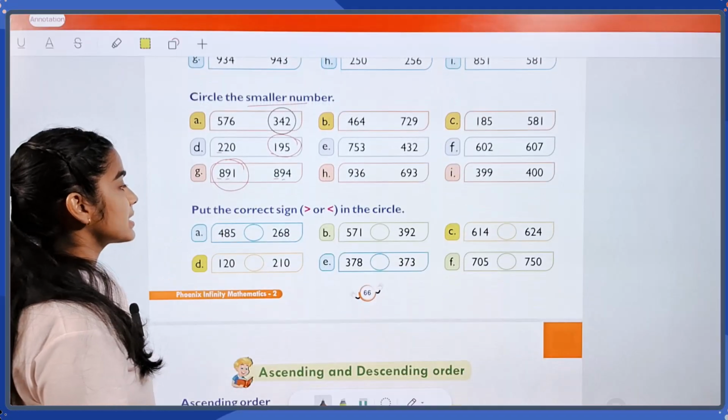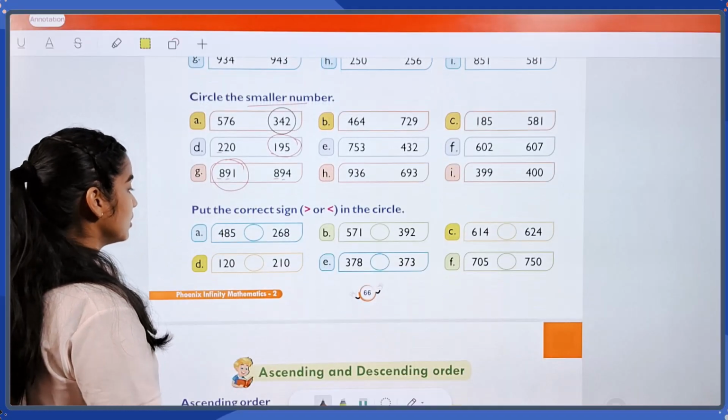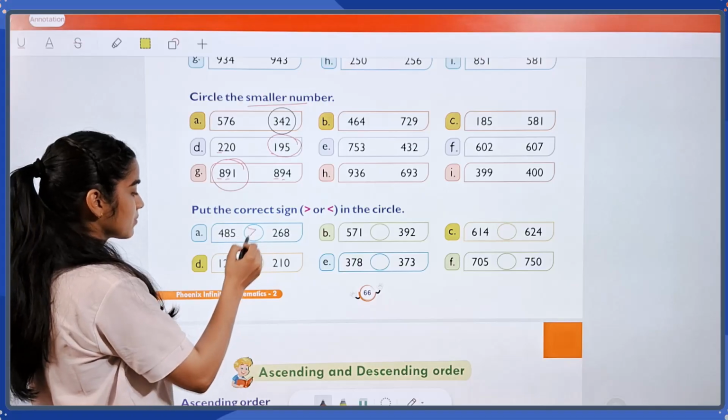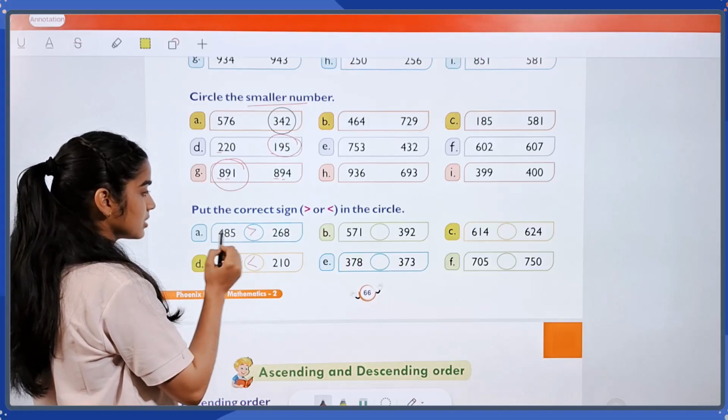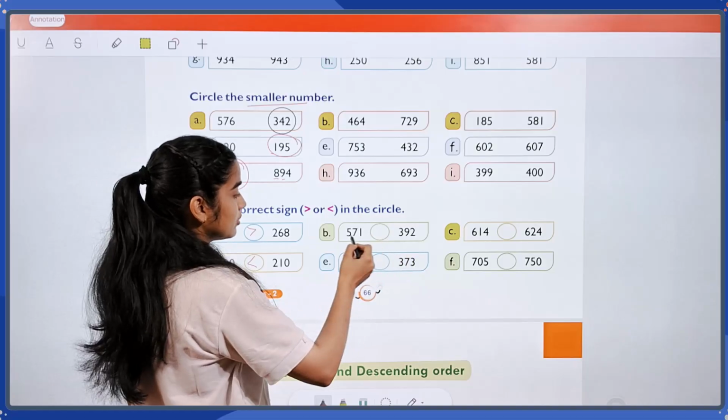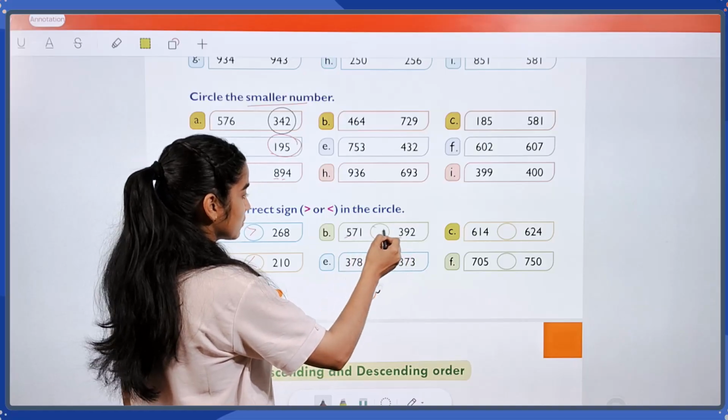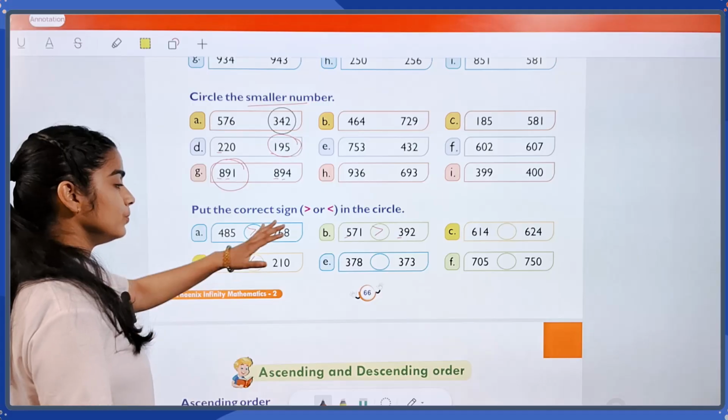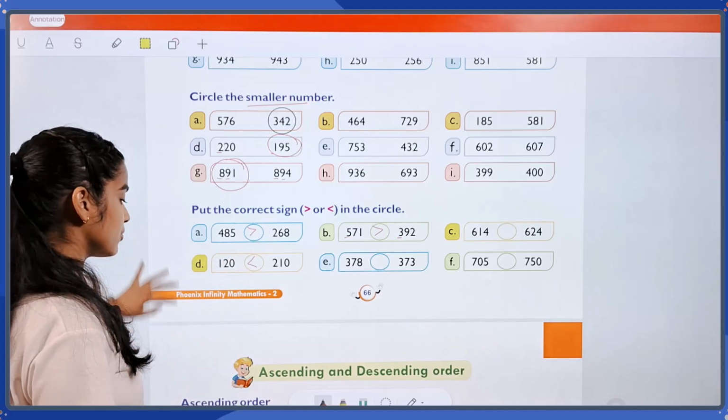Now put the correct sign, greater than or smaller than. So which one is greater? Obviously this one. Which one is greater? Obviously this one. 571 and 392. 5 is greater as compared to 3. So this one is greater. So you have to do the rest of the questions similarly.